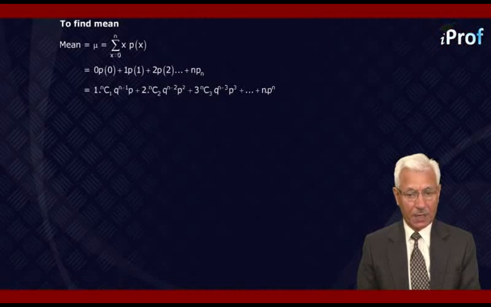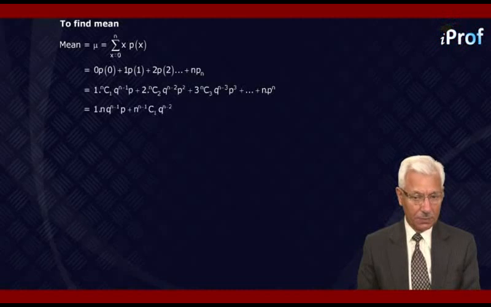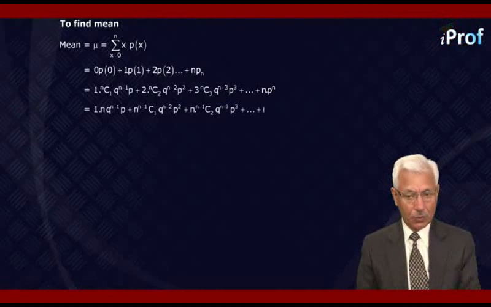Plus n into P raised to power n, which can be simplified. 1 into nC1 can be written as n into Q raised to power n minus 1 into P. Now 2 into nC2 can be replaced by n into (n minus 1)C1 Q raised to power n minus 2 P square, plus 3 into nC3 can be written as n into (n minus 1)C2 Q raised to power n minus 3 P cube, plus and so on, n into P raised to power n.